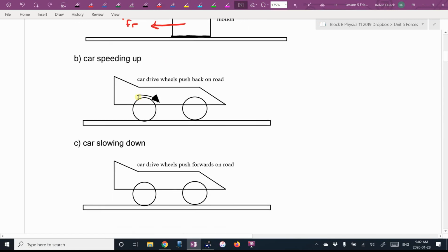Car speeding up. How can friction push a car forwards? Well, if you follow the tires, what direction are the tires trying to move relative to the road when the car is going forwards? The tires are trying to move backwards. The direction of motion of the tires is backwards. Friction resists motion, and so that's why friction for a car tire when you're accelerating is going to push forwards.